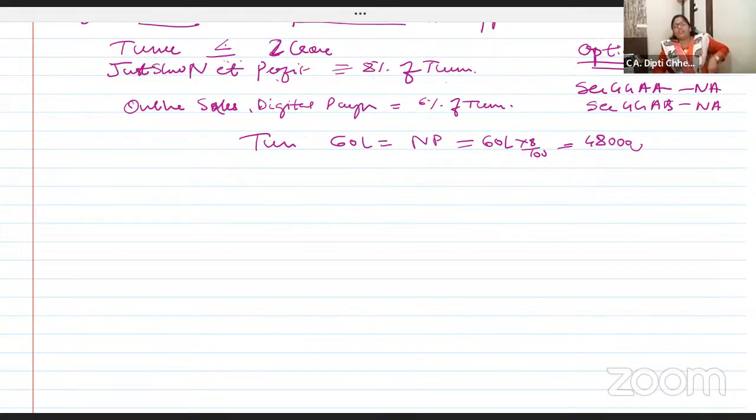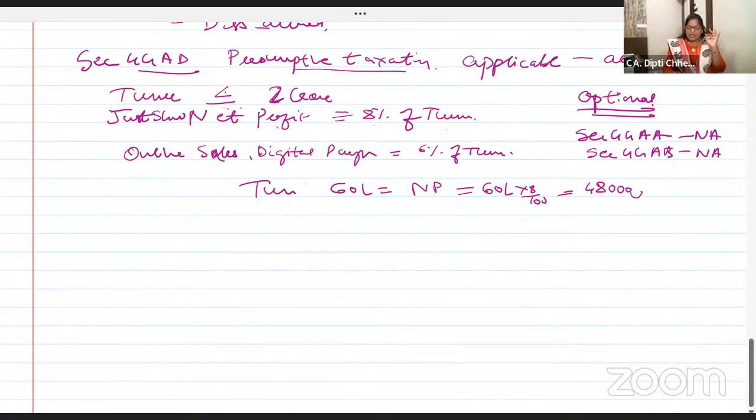Pay the tax. We will not ask you to maintain the books and we will not ask you to get it audited. Do you understand? Example. And this is your choice, dear students. This is absolutely optional. Now, this is the first case. And if it is digital turnover, then 6%.